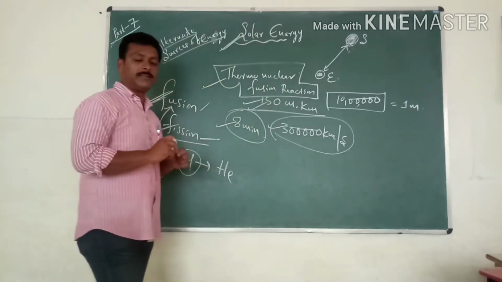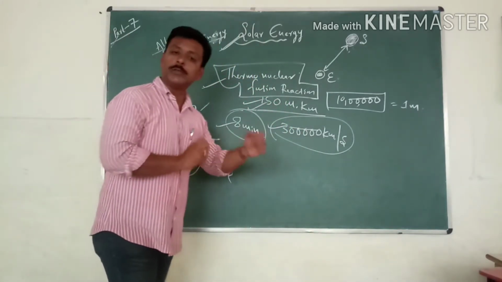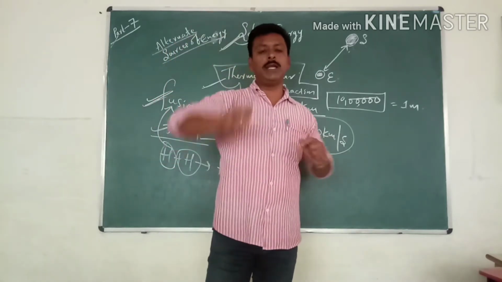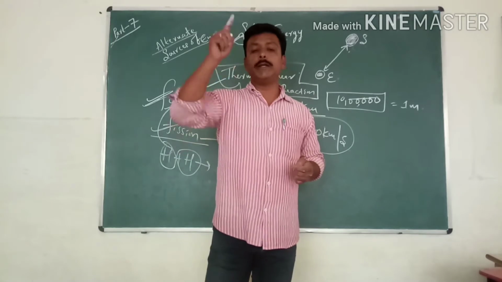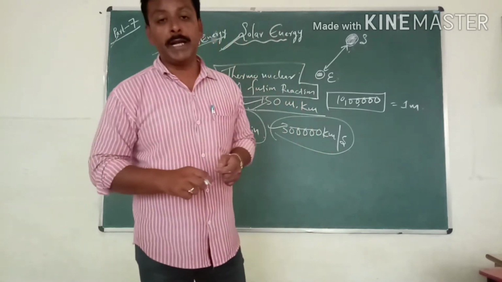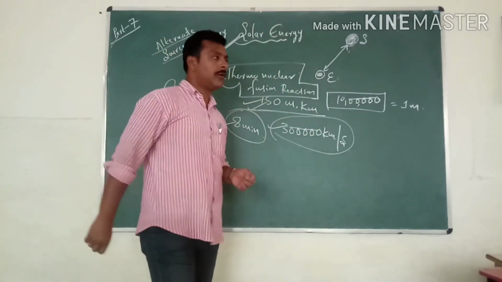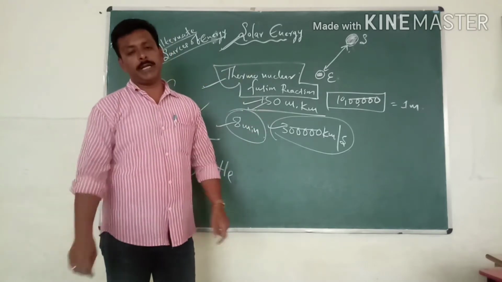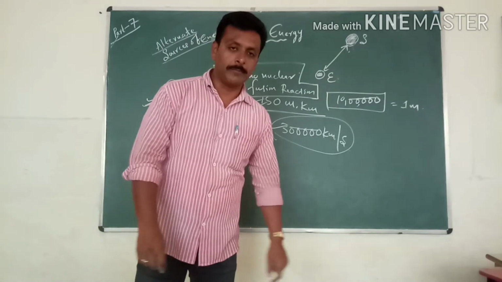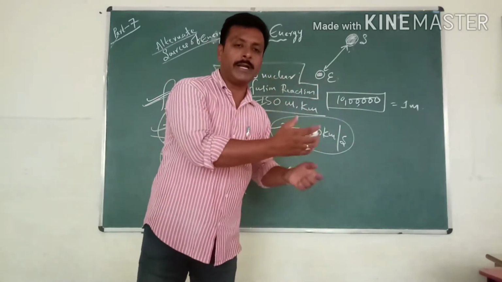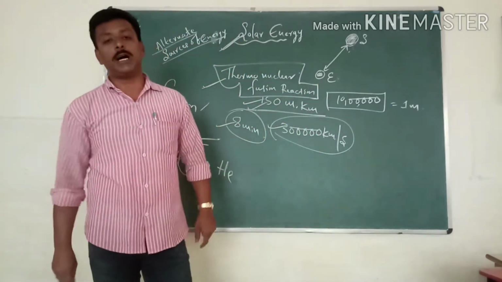Venus is the second planet nearest to the sun. Earth, that is ourselves, is the third nearest planet to the sun. So whatever energy the sun is emitting, not all of that energy is moving towards the earth. Only some part of the energy is moving towards the earth.